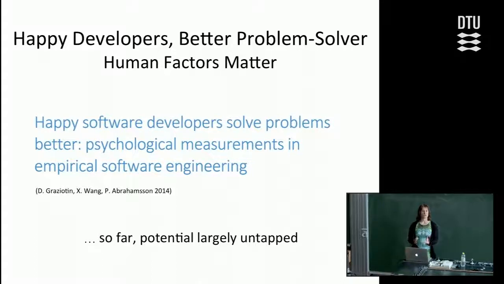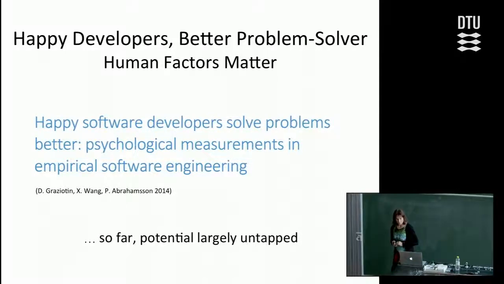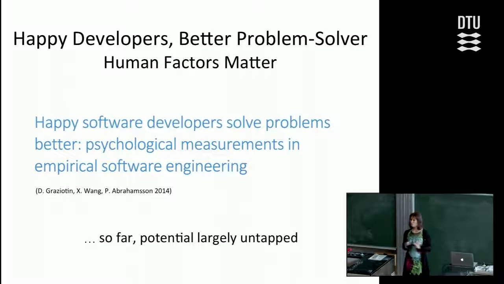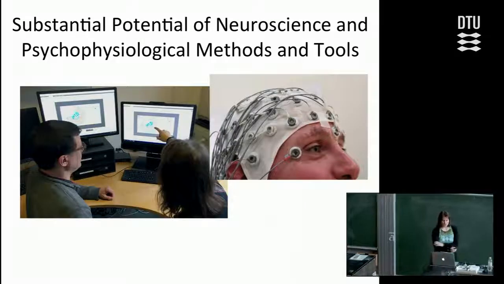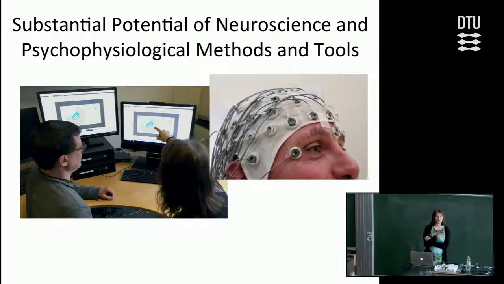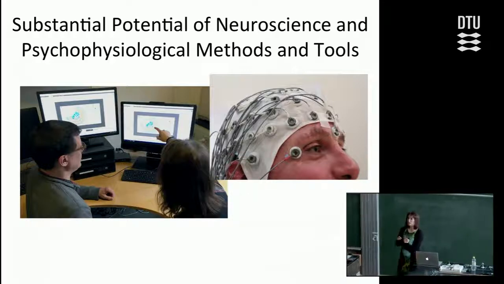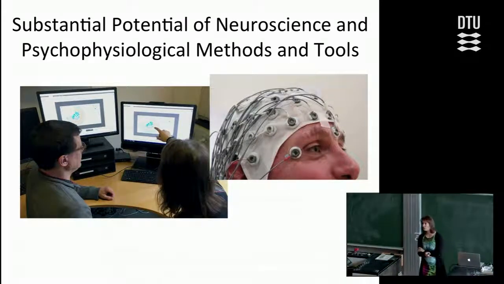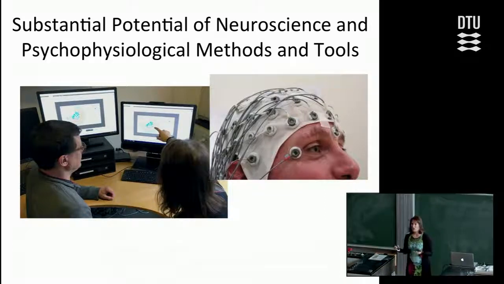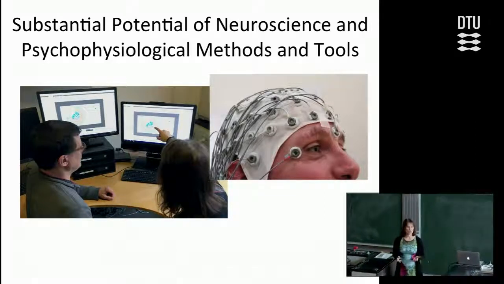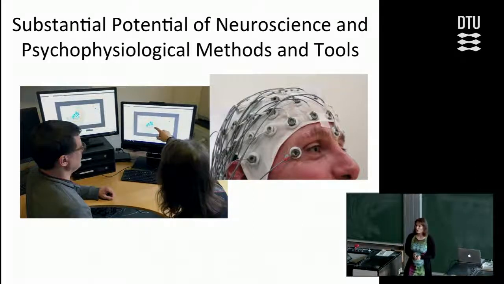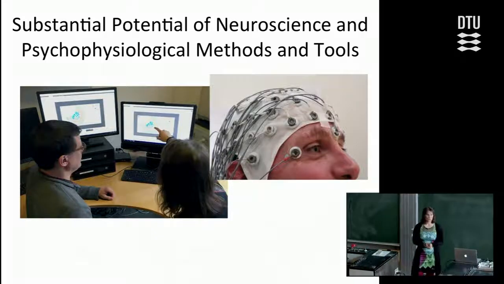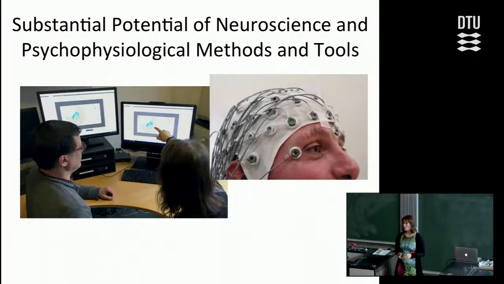So there is more and more research tapping into this potential, but I believe that we are just scratching the surface, and that there is much more possible, especially when using neuroscience and psychophysiological methods and tools. I'm just showing a few examples here. This includes, for example, the usage of eye tracking technology. It can also be EEG, galvanic skin response, heart rate variability. So there is a whole range of measurement tools available that allow us to measure both the cognitive and the emotional state of people in a more objective way than using questionnaires.